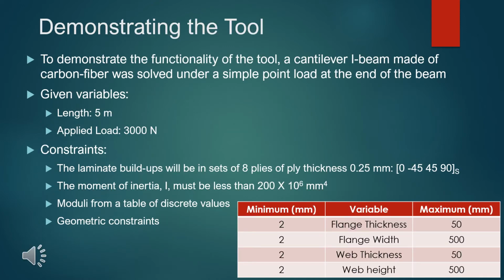To demonstrate the functionality of the tool, a cantilever I-beam made of carbon fiber was solved under a simple point load at the end of the beam. Given variables were a length of 5 meters and an applied load of 3,000 newtons. For the constraints, the laminate buildups will be in sets of 8 plies of ply thickness 0.25 millimeters. The ply layout will be 0, -45, 45, and 90, and symmetric. The moment of inertia I must be less than 200 times 10 to the 6 millimeters to the fourth. Moduli from a table of discrete values were selected and used. The geometric constraints for this problem are given in the table.